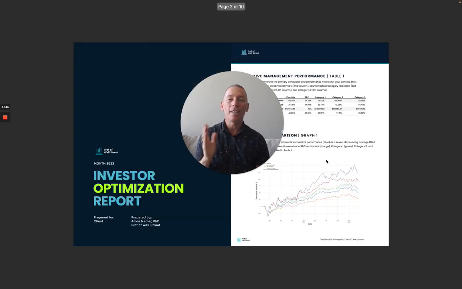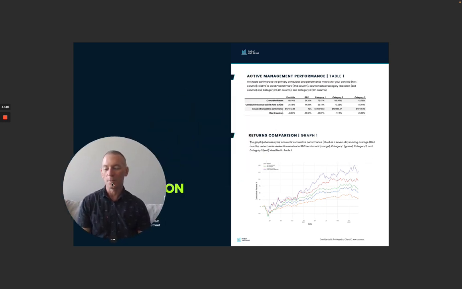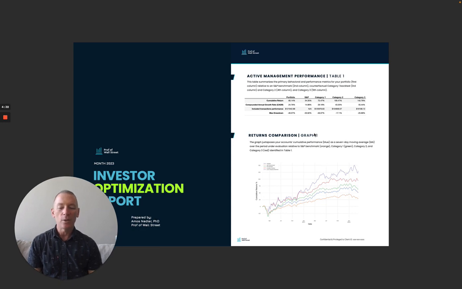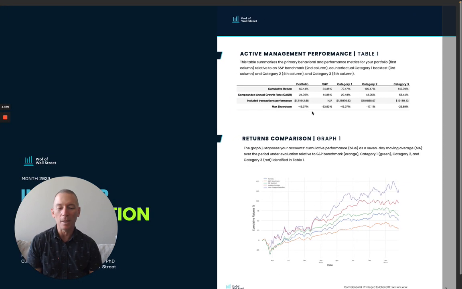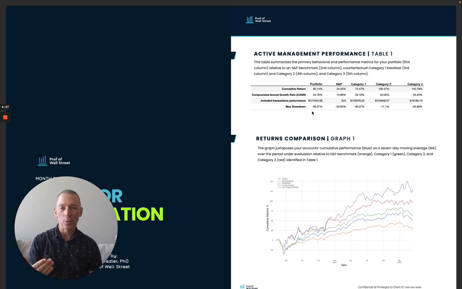This report helps us understand the impact of our specific behavioral biases in a way that we can change. So let's dive into this report. What I do here is provide you with your portfolio relative to some benchmark, which if you're an American equities investor, is probably the S&P. What I'm also going to do in this report is show you the categories of investment biases and the impact they have on your portfolio.